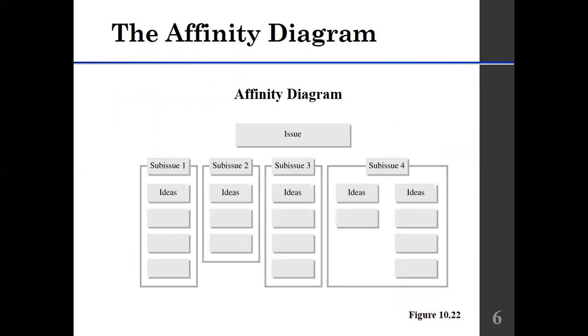In figure 10.22, you can see a sample of the affinity diagram. This affinity diagram consists of the main issue or problem here, which is divided into different sub-issues. And these sub-issues are actually a group of a number of ideas that were presented by the team members. So how is this affinity diagram constructed? This affinity diagram is constructed as a result of some steps. Let's discuss those steps first.